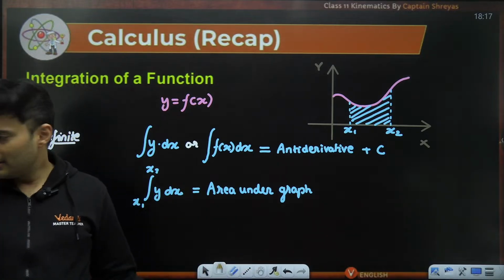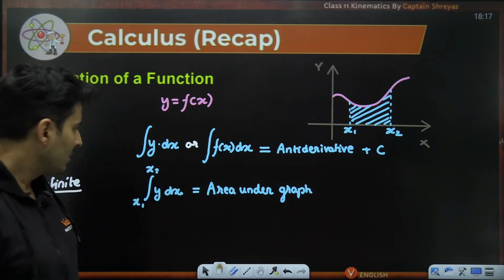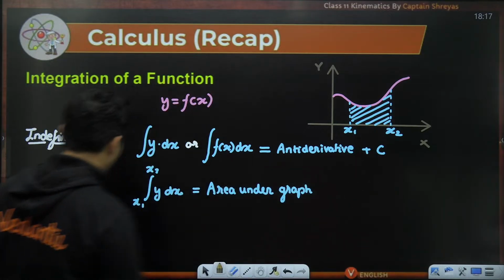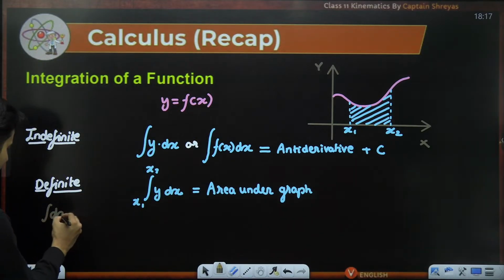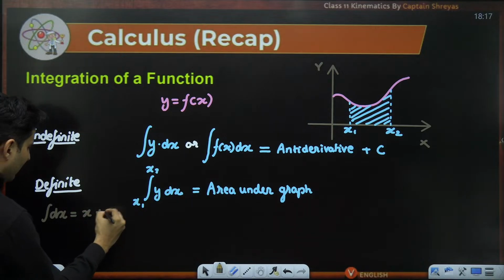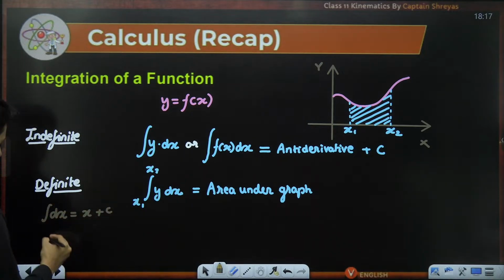Yeah, everybody remembers this? Perfect. Just a quick recollection of the formulas, my dear warriors. Integration of dx was x, but plus constant of integration, because I have not put limits.